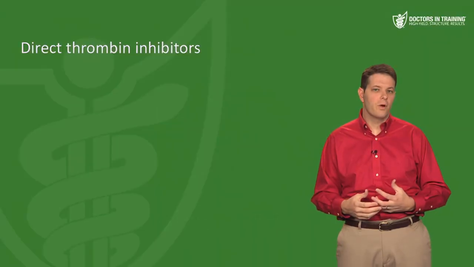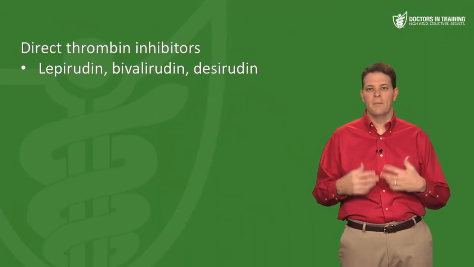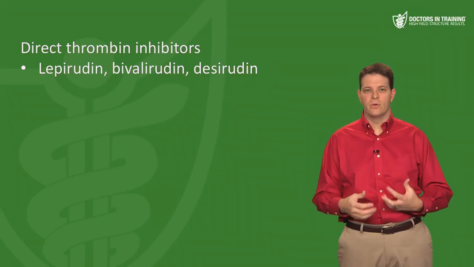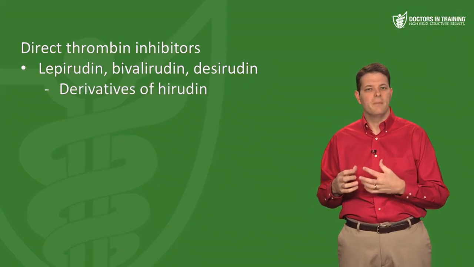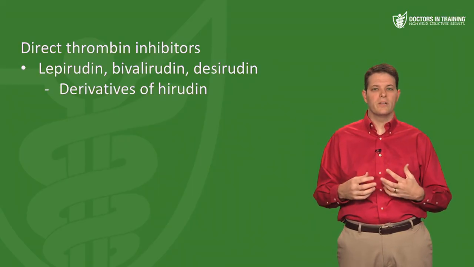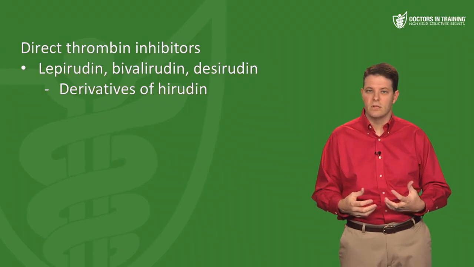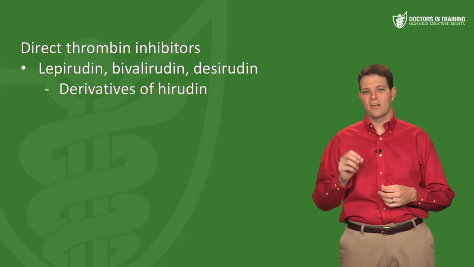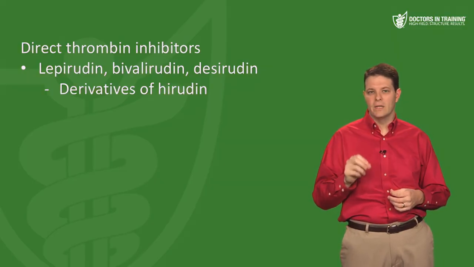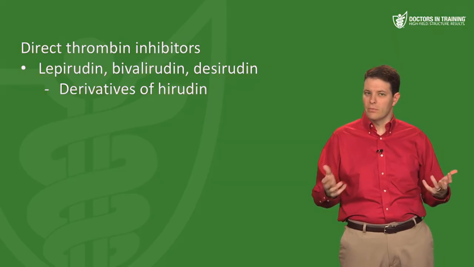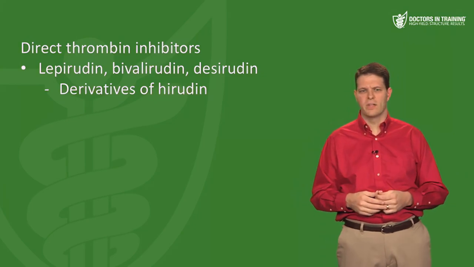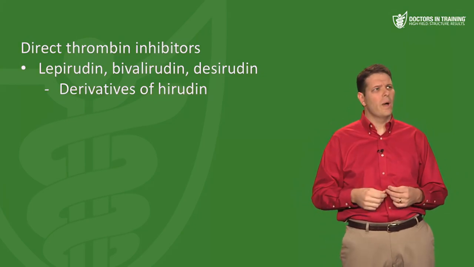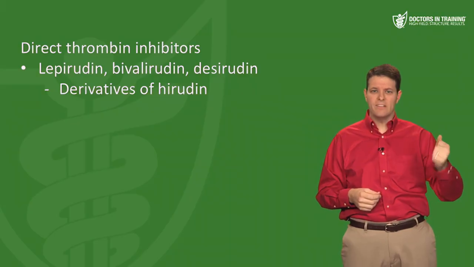Now, there's one group of thrombin inhibitors, drugs like lepirudin and bivalirudin and desirudin. These are all derivatives of a peptide called hirudin, which was originally found in the saliva of leeches. Now, leeches suck blood, right? So they need to be able to keep the blood flowing. So leeches actually secrete a little anticoagulant in their saliva. It's actually pretty cool, although I'm not sure what pharmaceutical genius was sitting around thinking, I need to come up with a new anticoagulant. I know, leech spit.